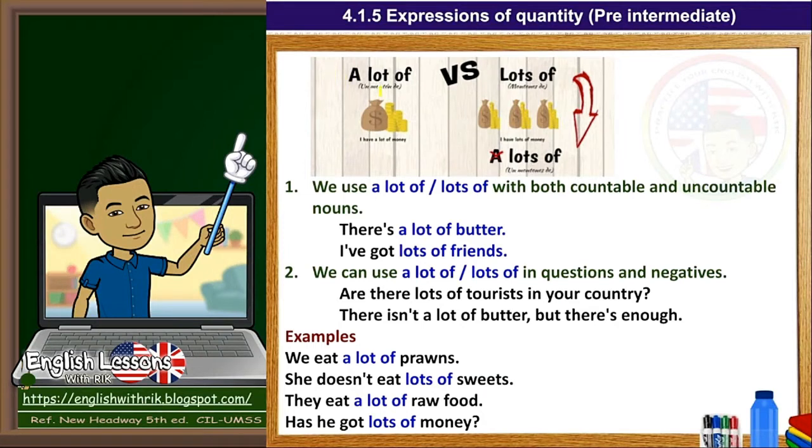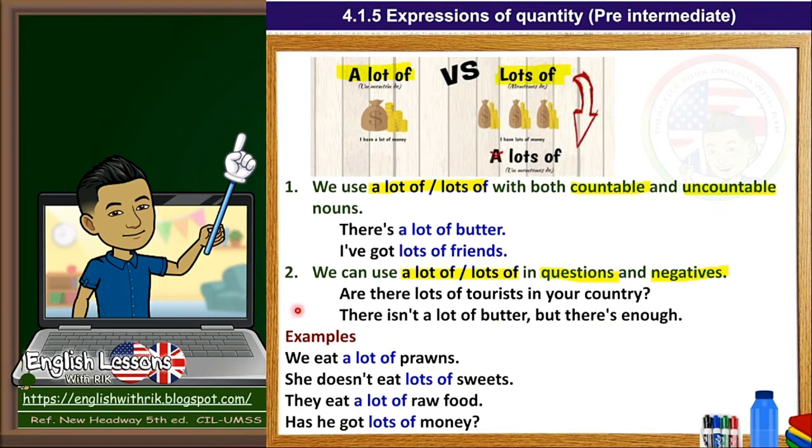A lot or lots of. We use a lot of or lots of with both countable and uncountable nouns. There's a lot of butter. I've got lots of friends. We can use a lot of and lots of in questions and negatives. Are there lots of tourists in your country? There isn't a lot of butter, but there's enough.